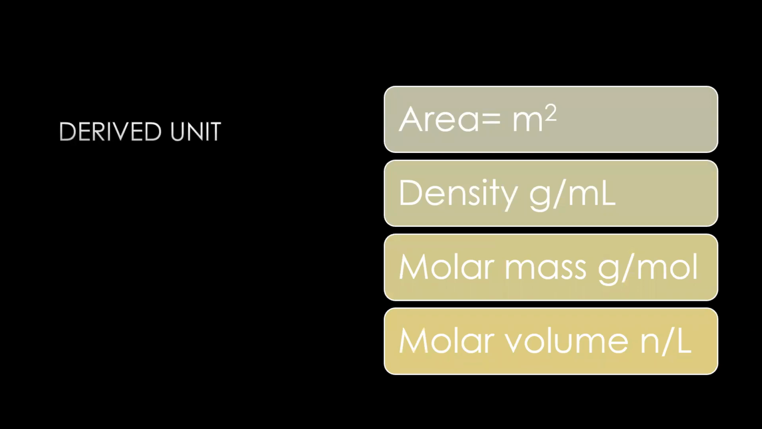Derived units are going to be things that are comparisons of more than one metric unit. So they are kind of a created unit based on a fundamental unit. So you have area being meters squared, density being a comparison of the mass and the volume, molar mass being a comparison of the mass to the mole, molar volume being a comparison of moles to liter. So it's always kind of involving multiple units in their comparisons.